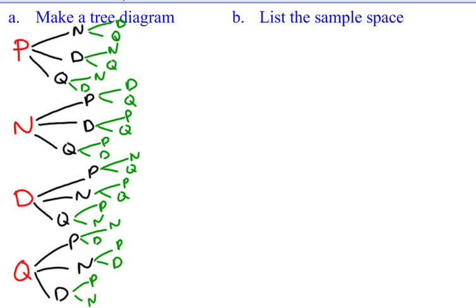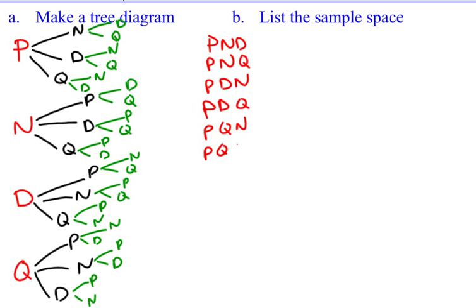And then when you list your sample space, you'll have to list all of these out. So, penny, nickel, dime; penny, nickel, quarter; penny, dime, nickel; penny, dime, quarter; penny, quarter, nickel; penny, quarter, dime. And there's just my penny, so I'll do the same thing for every single coin.